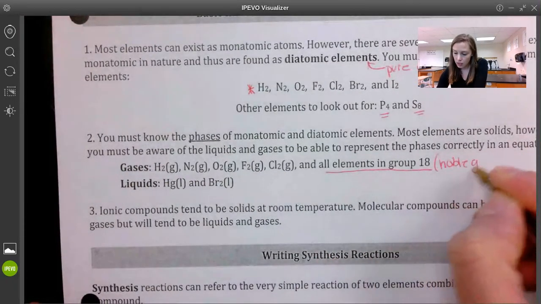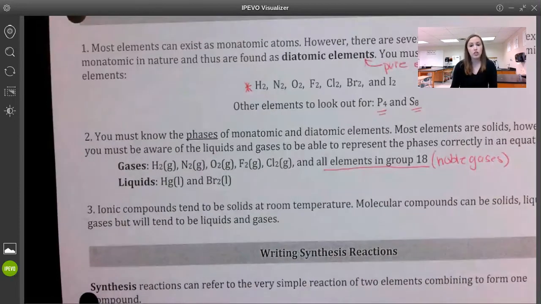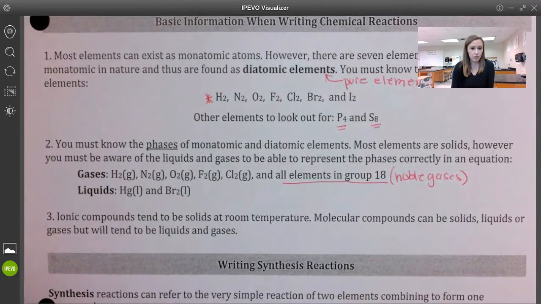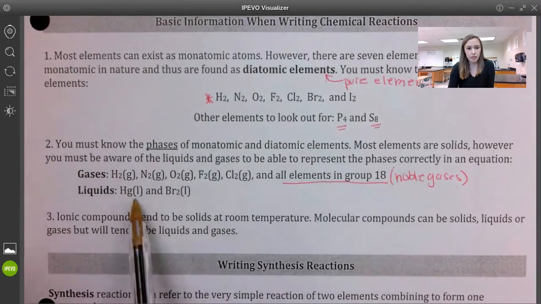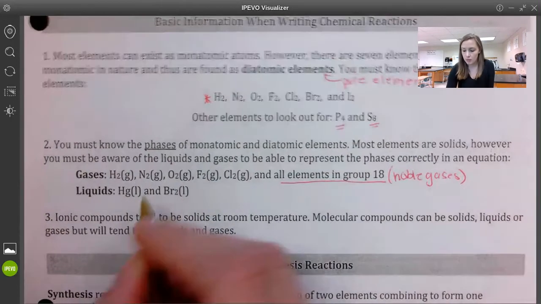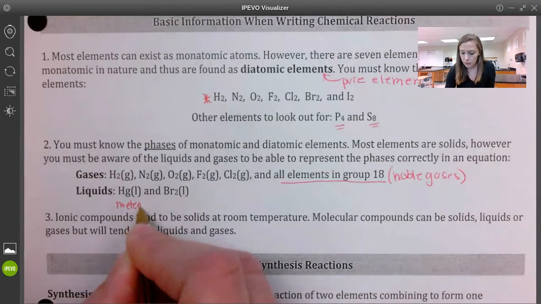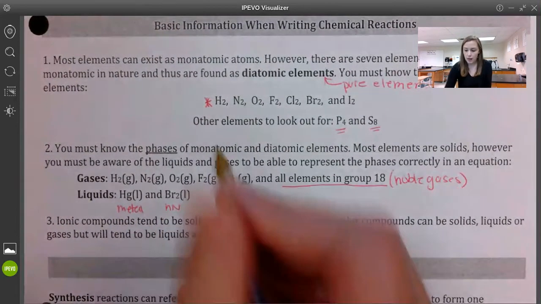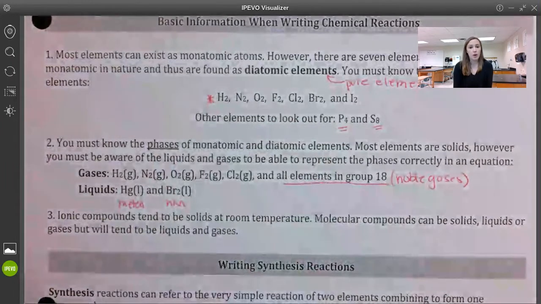Now, noble gases usually are inert. They don't tend to react, so we won't see them pop up in our chemical reactions over the next few days. There are, though, 2 liquids that you need to be aware of, mercury and bromine. Mercury is our metal that is a liquid, and bromine is a non-metal, which is a liquid as well. So you're going to have to be aware of those. Just things to look out for as you're writing these.